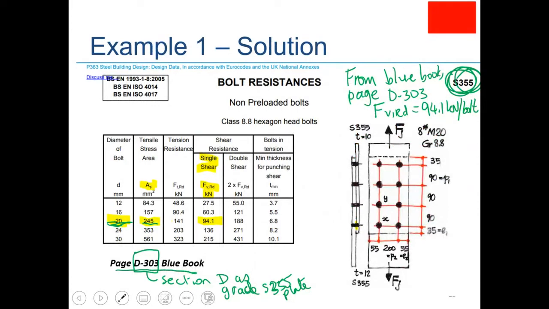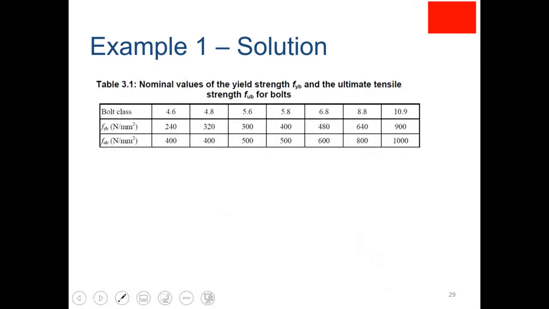We went to the blue book. In there, we went to page D303. We found a 20 mil bolt that gave us the area of it and gave us a shear resistance of 94.1 kilonewtons. We also put that into the formula to check it as well, to make sure that was right. That was the shear resistance done.